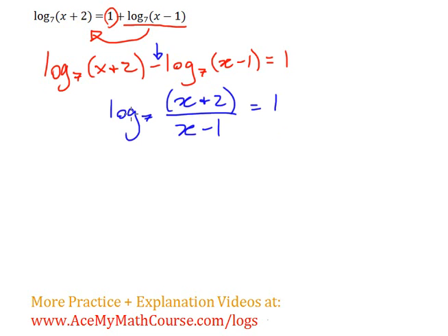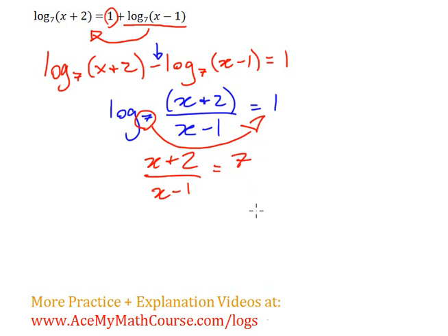Now, I want to get rid of the log. How can I do that? I can just rewrite this in exponential form. All I need to do is basically kick the 7 over to the right-hand side of the equation. The log will run away because it kicked the 7. The 7 will become the base, and the 1 will become the exponent. So I have 7 to the power of 1, which is just 7. Then what do we do?